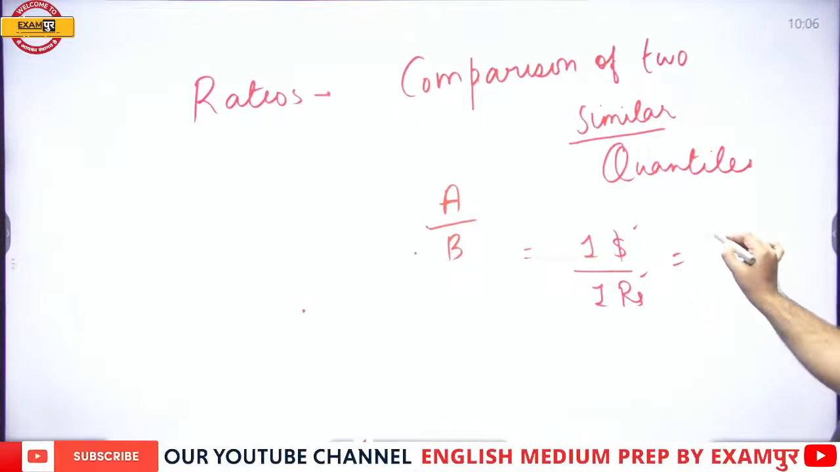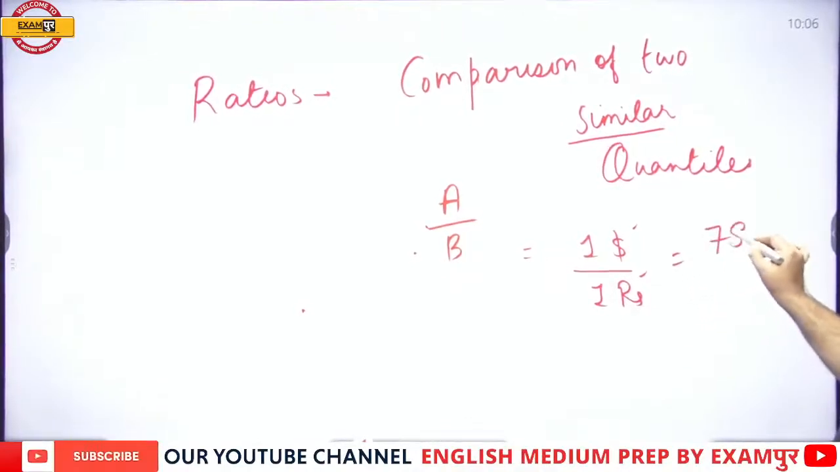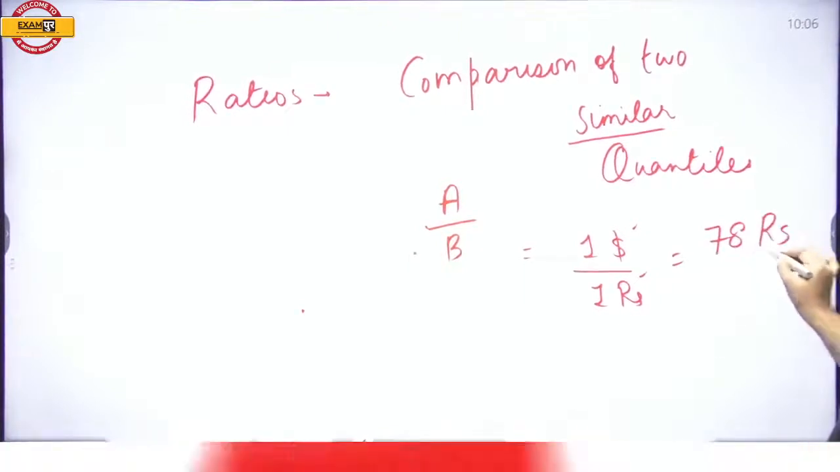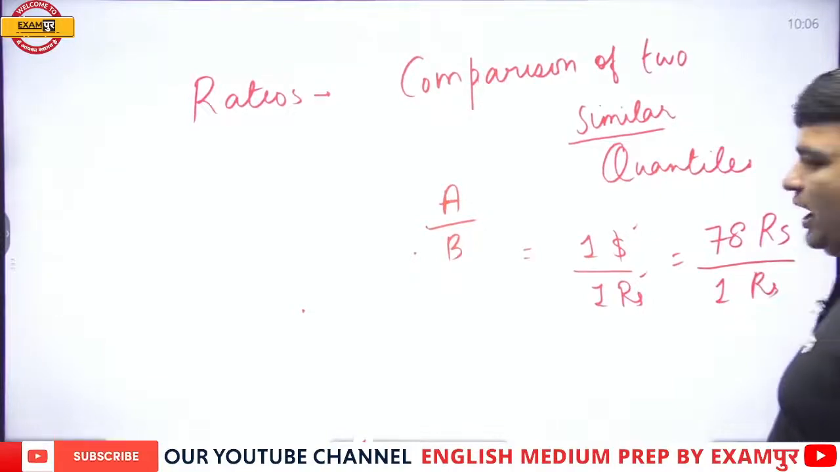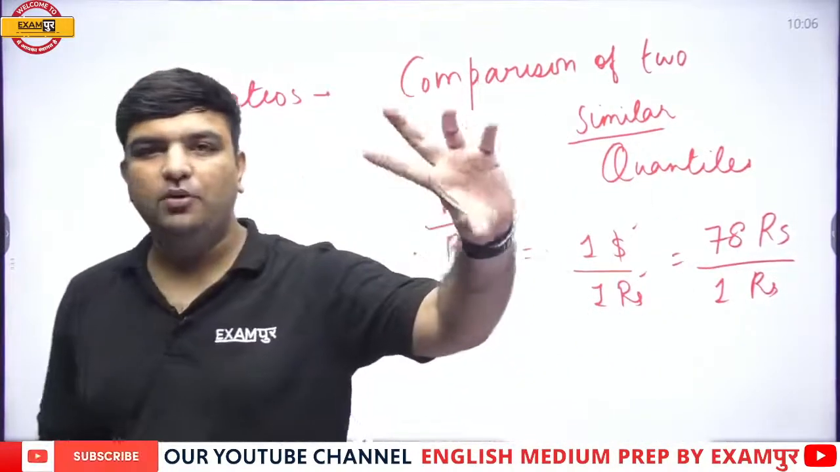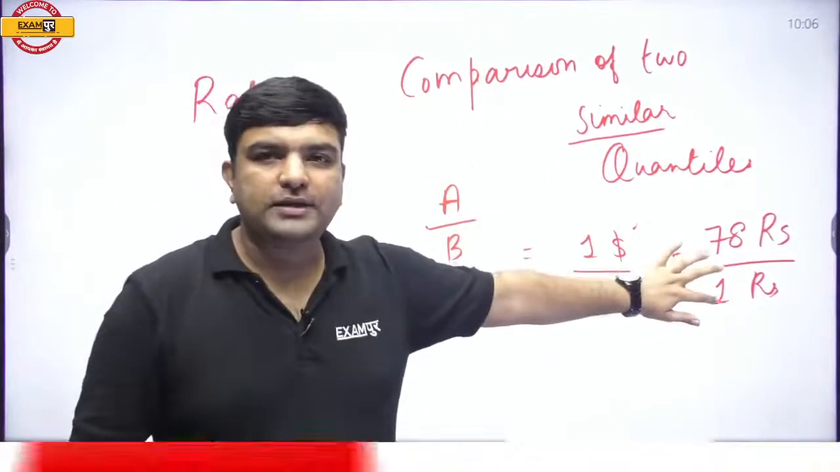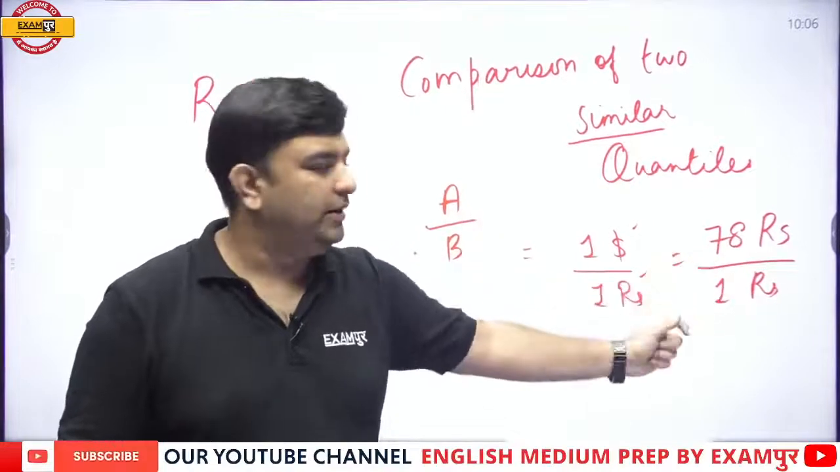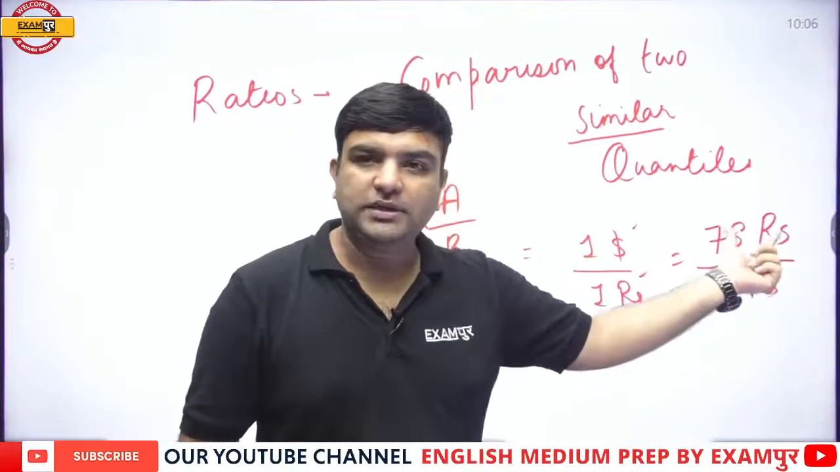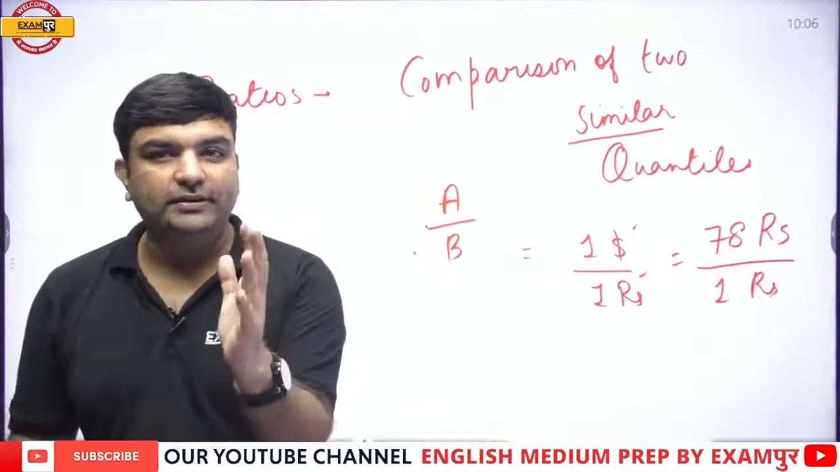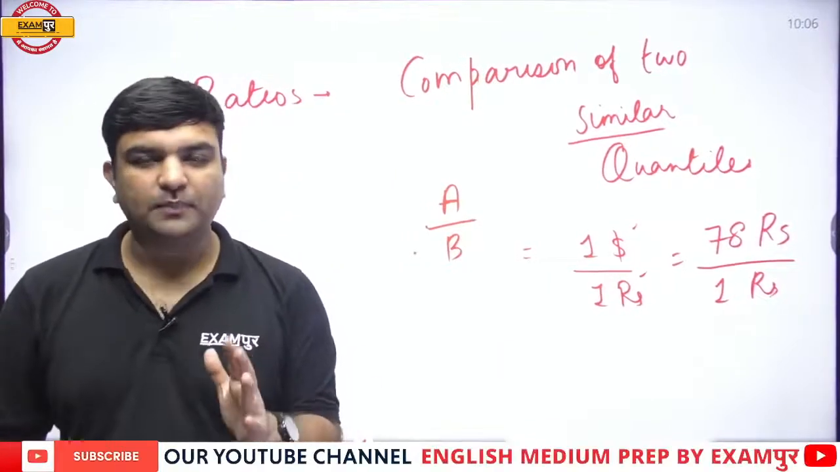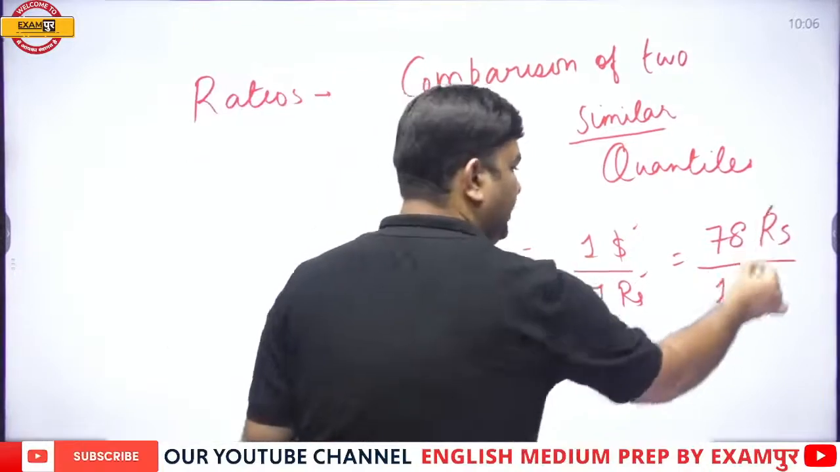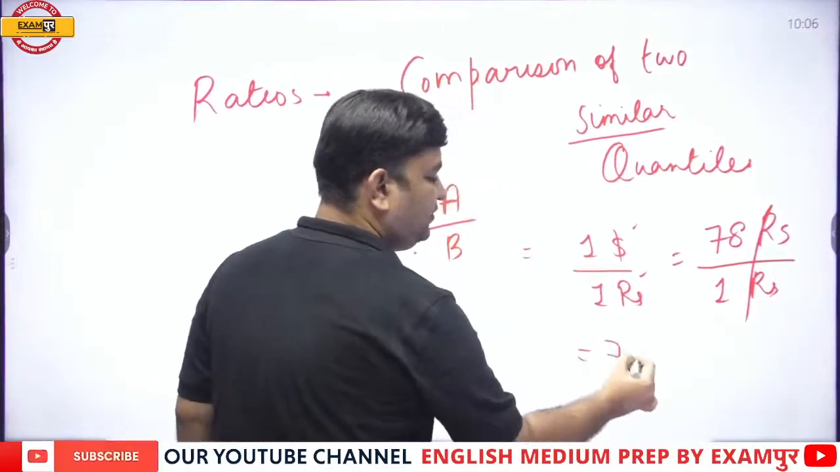First, we need to convert them into the same unit. So convert dollars into rupees. Now it is a comparison of two similar quantities, 1 dollar, that is 78 rupees, compared with 1 rupee. That is what is meant by similar quantities. So it is actually 78:1.